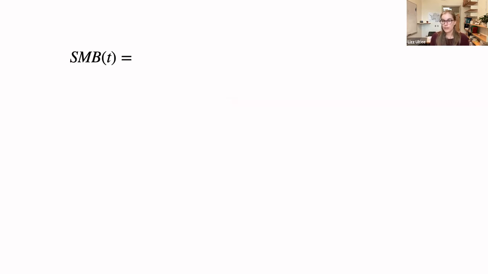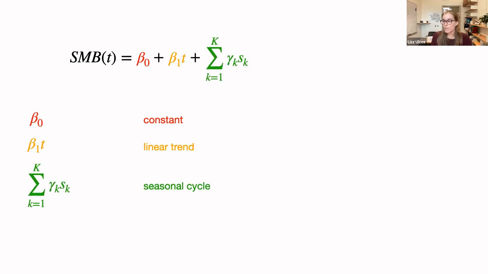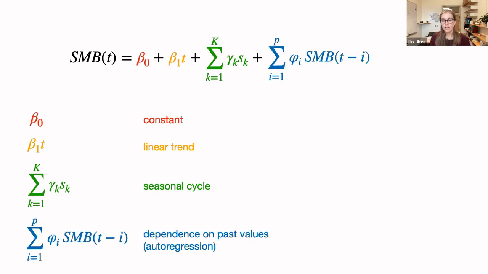The fitting of the statistical model that we're trying to do is to express the surface mass balance at a time as a sum of a constant term, this beta naught, a linear trend over time, beta 1t, a possible seasonal cycle, variation summer to winter, for example, a dependence on past values. So this is an autoregression in this format that I've shown here, and then a residual epsilon t.